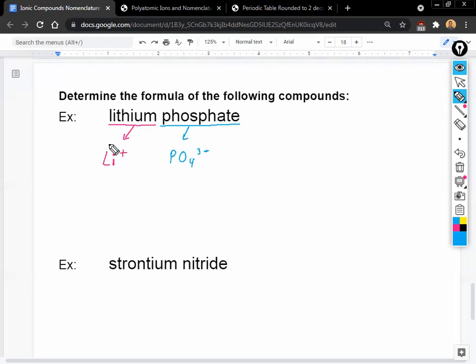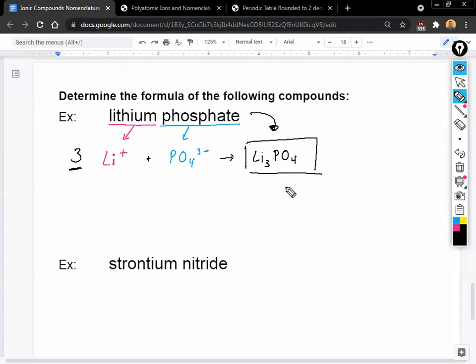Obviously we need more lithiums to balance out the phosphate. How many lithiums do I need in total? 3, good. So we put them together and then we'll write Li. Since I use 3 lithiums, I'll put a 3 behind it, PO4. And there you go. This is the formula for lithium phosphate.